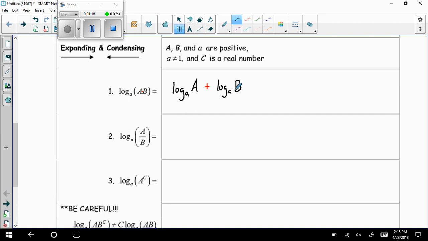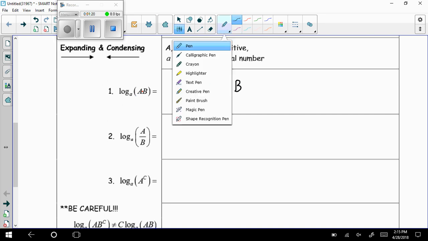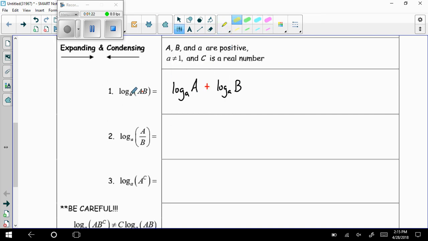So things that I want to point out, that log base, that A here, notice that A stays the same throughout. It doesn't change, it doesn't get split up, that stays consistent. Also, that multiplication and addition, those two go together, so when I break it apart, multiplication and addition go together, just like in number 2, division and subtraction will go together.